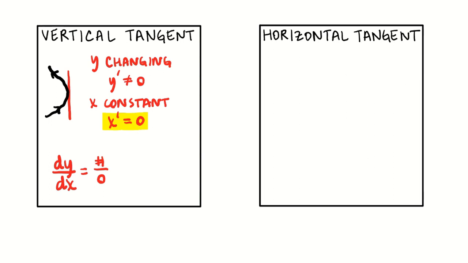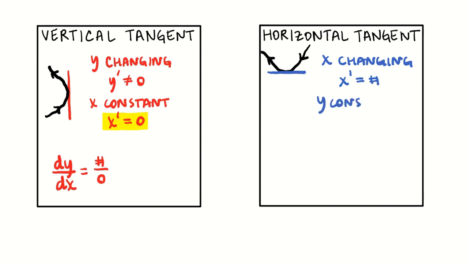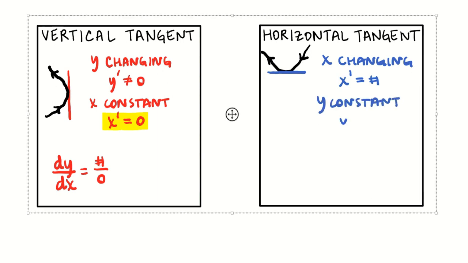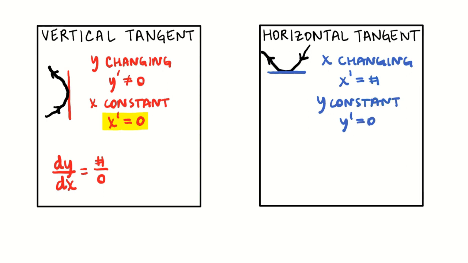Now, for the horizontal tangent, I'm going to really do the same thing, and maybe I'll have it going like that, going what we would consider to be backwards. You can see where I'm going with this. This is where x is decreasing, so x is changing, meaning x prime is equal to some number, and y is staying constant, so y prime is equal to 0. And as a result, I have dy dx equaling 0 divided by a non-zero number.